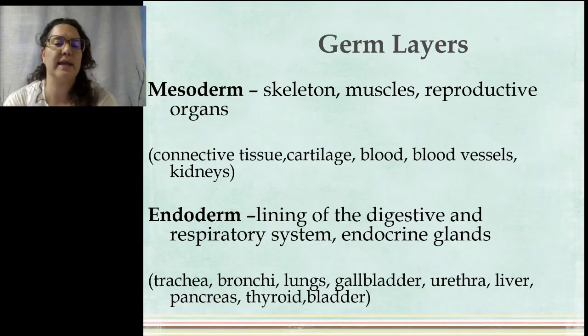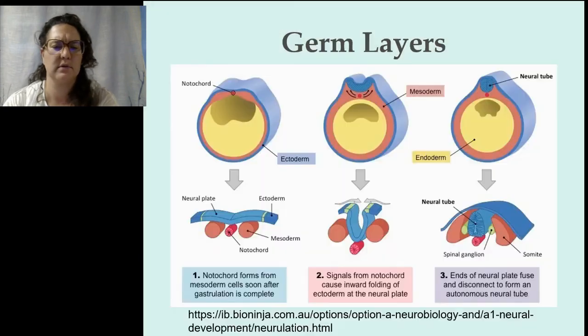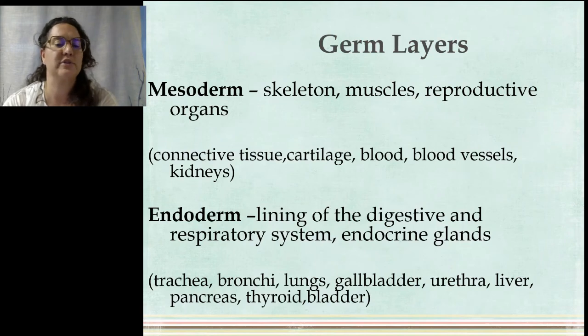So the mesoderm is the middle layer of gastrulation. We saw it as yellow in that last picture, and will typically form our skeleton, muscles, reproductive system, connective tissue, blood vessels, things like that. The endoderm, or the inner lining, the mesoderm on that image was red, so it's that middle layer. The yellow was the endoderm. So the endoderm is going to form the lining of the digestive and respiratory systems, as well as the endocrine system. So our trachea, our lungs, our stomach, our liver, our pancreas, things like that.